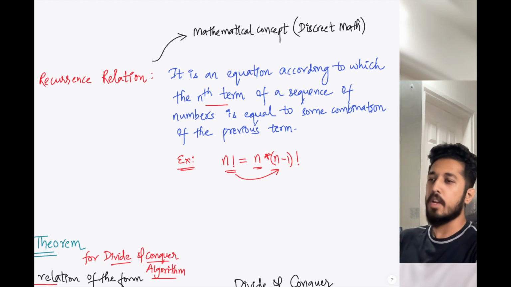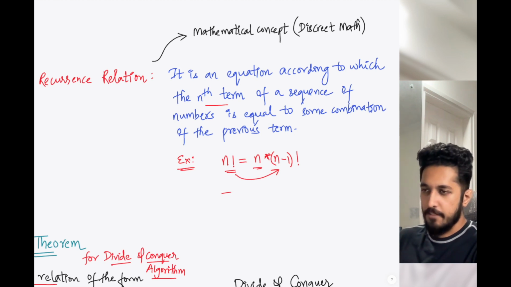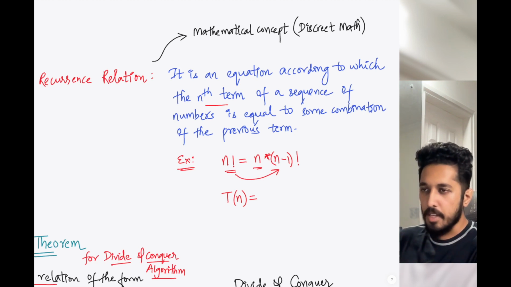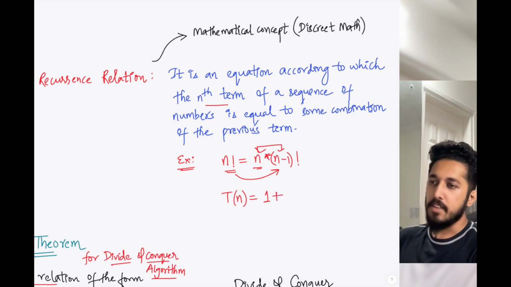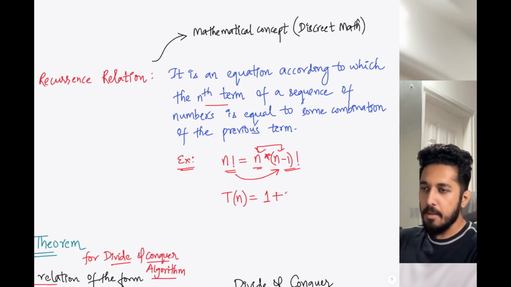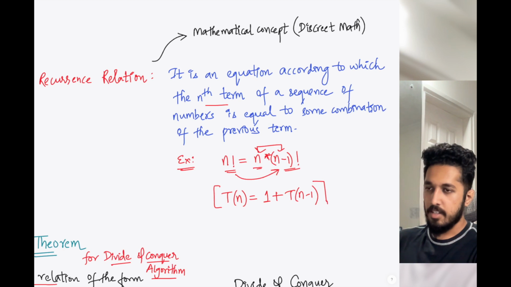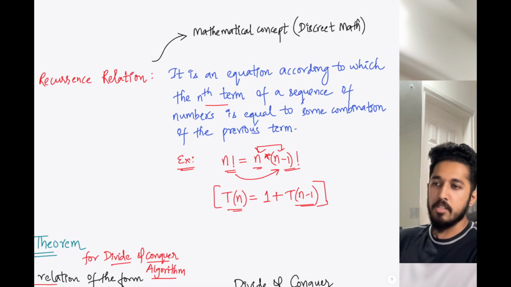So if we have to write the time complexity to find n factorial, and T of n is the time complexity for computing n factorial, then I can say that it will be equal to one operation, which is the multiplication, let's say that takes 1 unit of time, plus we are also computing n minus 1 factorial. If T of n is the time taken to compute n factorial, then T of n minus 1 is the time taken to compute n minus 1 factorial. So this will be the time taken to compute n factorial. Here, as you can see, T of n depends on T of n minus 1, or you can say that the nth term is equal to some combination of the previous term, which is here T of n minus 1. And this is what a recurrence relation is. The above equation is also a recurrence relation, and this equation of time is also a recurrence relation.